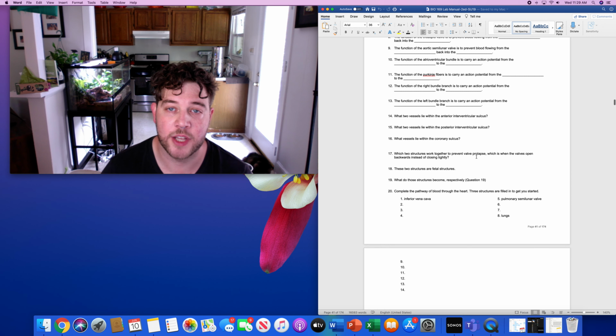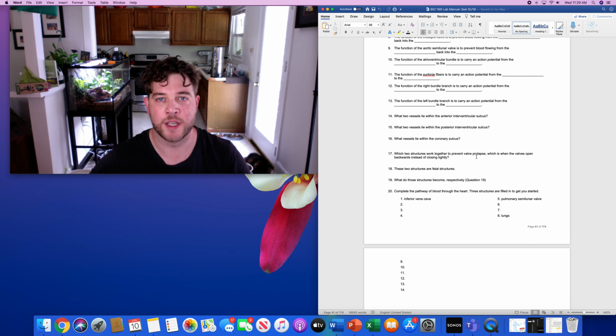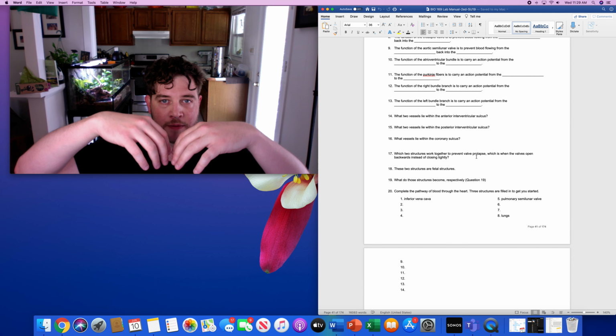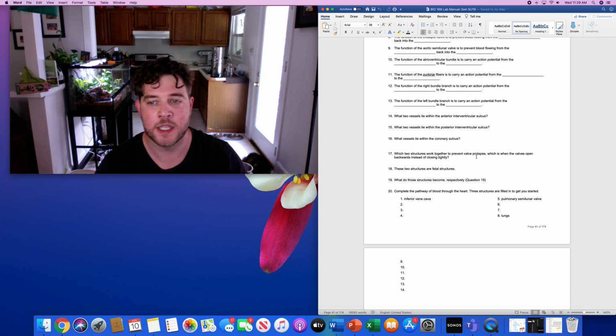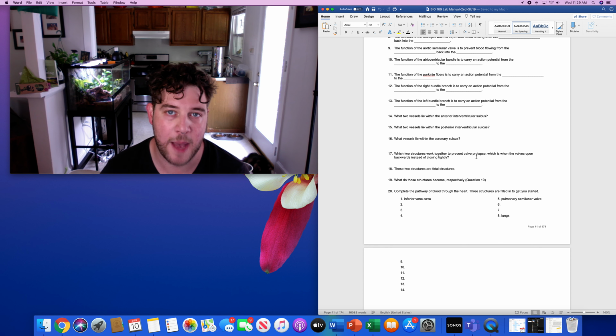The two structures working together to prevent valve prolapse. Prolapse is when the valve goes from being down in the ventricle to popping up into the atria. That's going to be the tendinous cords and the papillary muscles. Number 17, the tendinous cords and the papillary muscles prevent prolapse.